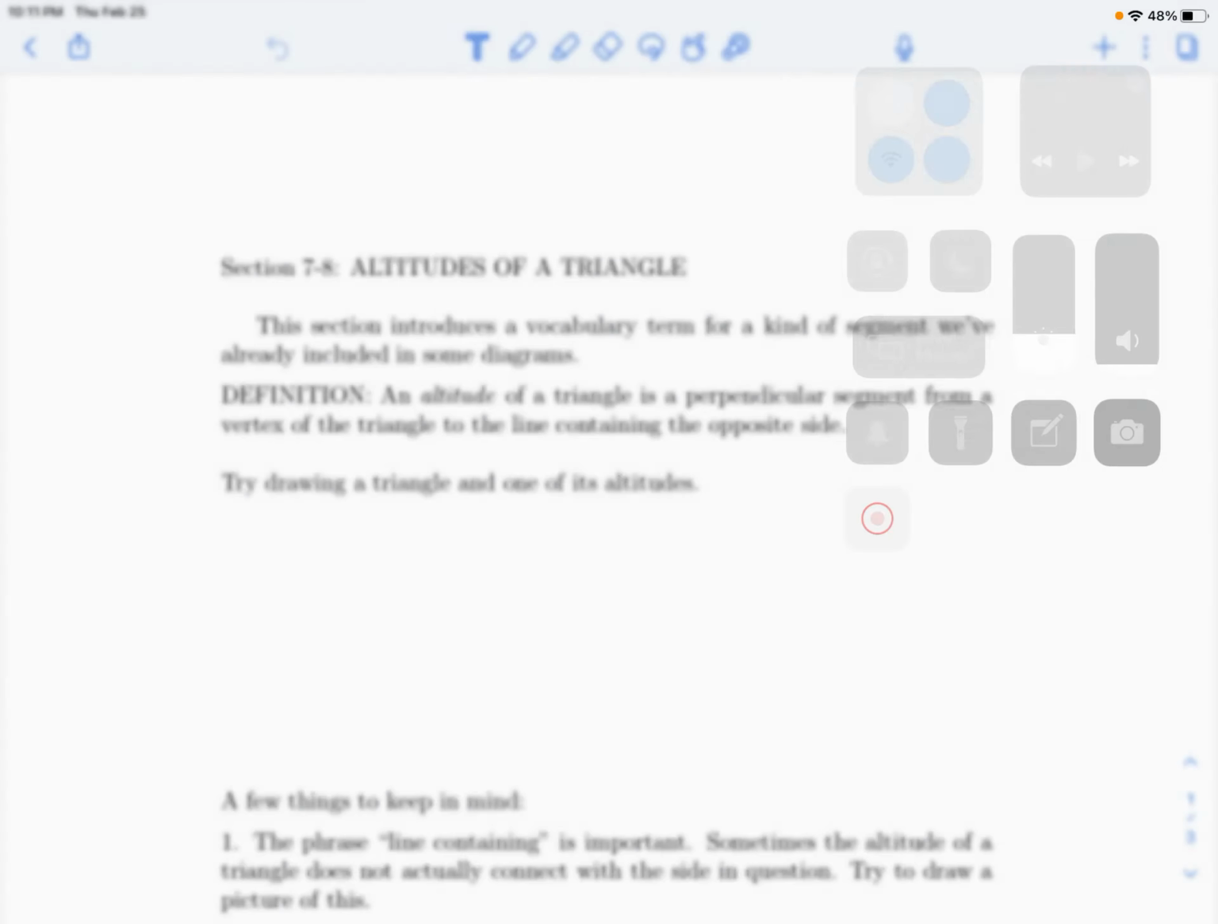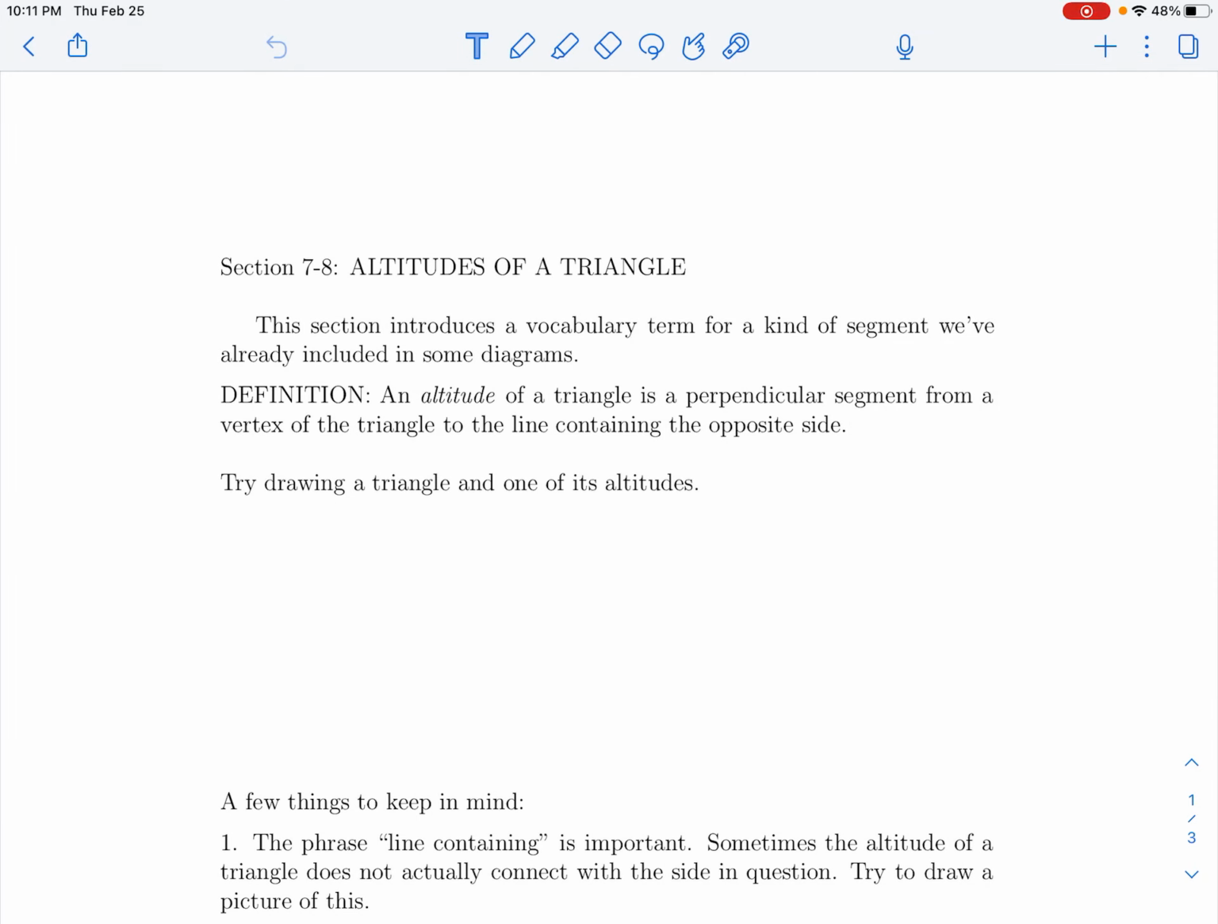Hello, in this video we're going to be talking about section 7.8 on altitudes of a triangle. And really the only thing in this section is that new definition. So we'll just jump right in.